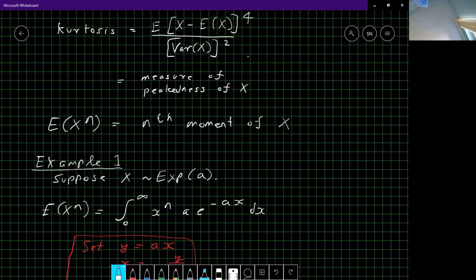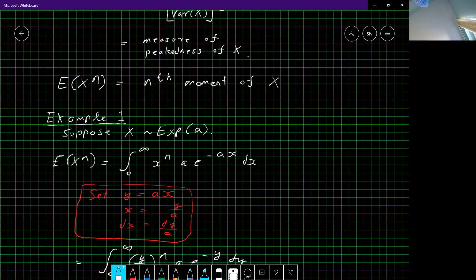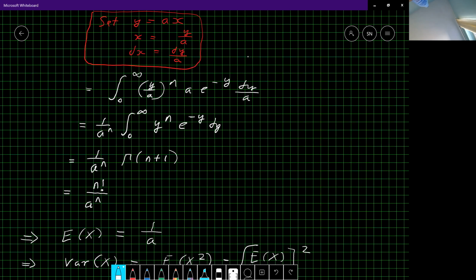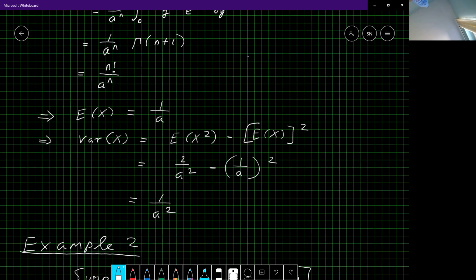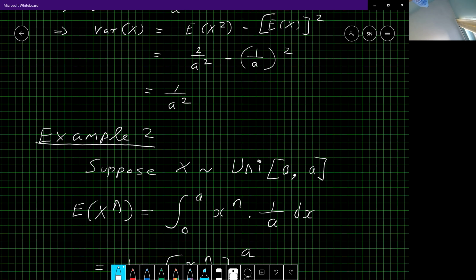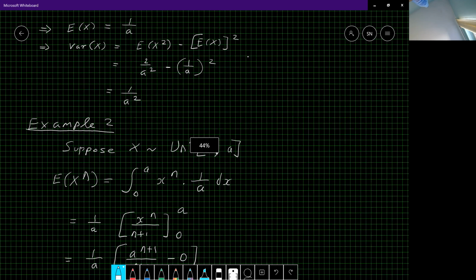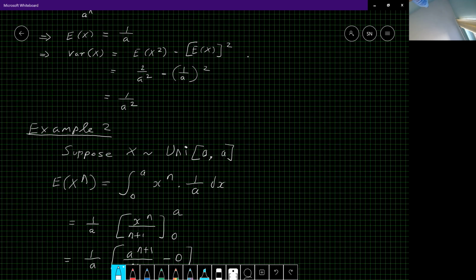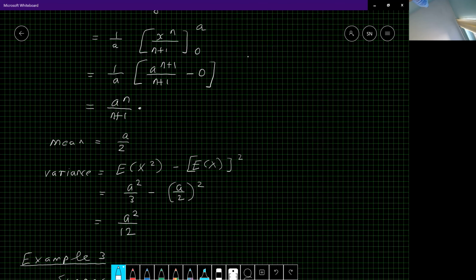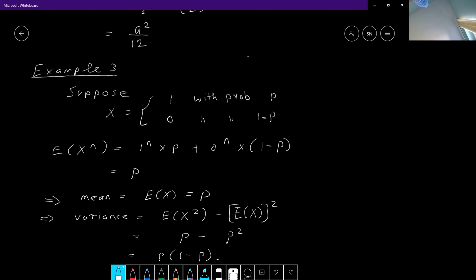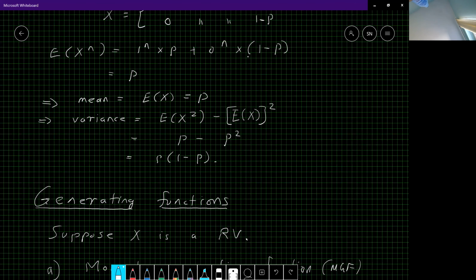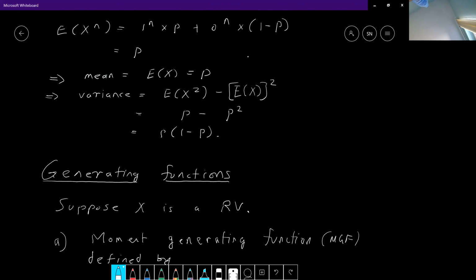So yesterday I did one example. This is the first example I did, where I computed the nth moment and the mean and the variance. I also did another example. This is the second one, where I computed the nth moment and the mean and the variance. Then I did a third example. This is a discrete example where I computed the nth moment and the mean and the variance. Okay, and then I talked about generating functions.